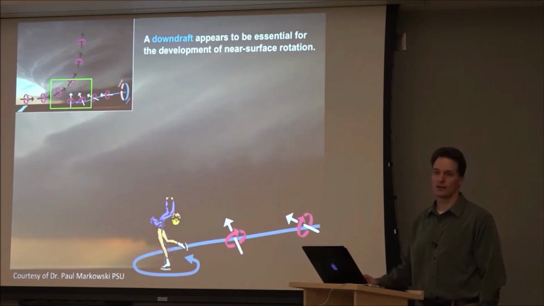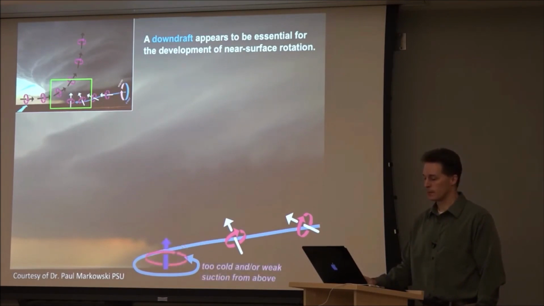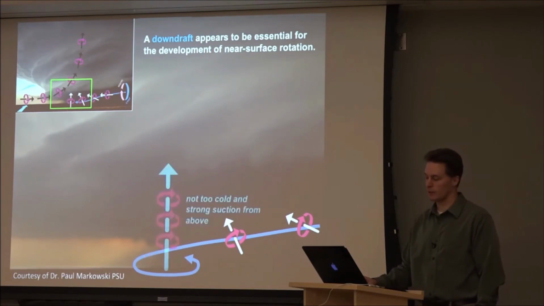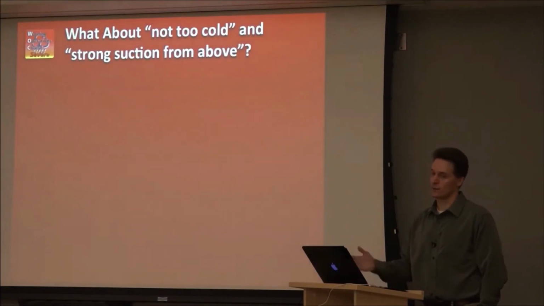And the little ice skater illustration: if you have sufficient vorticity and stretching, you can amplify that to a tornado. Now, if it's too cold and too stable, or the suction from above is too weak, nothing happens. If it's very strong forced descent from above and it's not too cold or stable, you can amplify this to a much stronger rotation. Okay, now here's the problem.